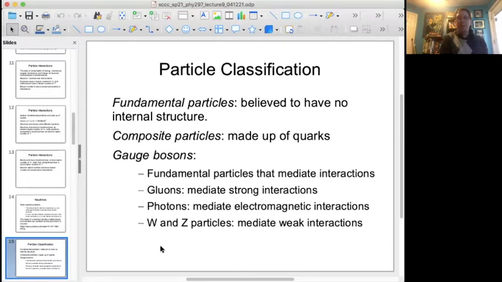The gauge bosons are the particles that mediate interactions. So we've talked about that. Photons mediate electromagnetic interactions, which basically means if there's an electrical or magnetic force involved, there's an exchange of photons. If there's a strong nuclear force involved, there's an exchange of gluons. If there's a weak nuclear force involved, there's an exchange of W and Z particles.